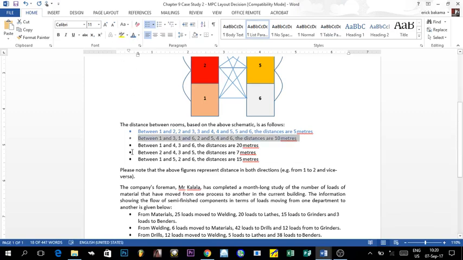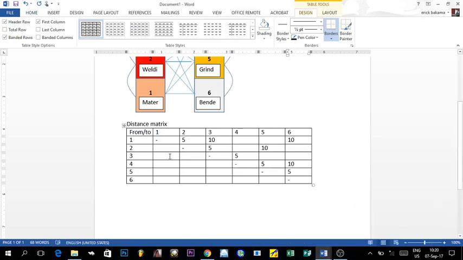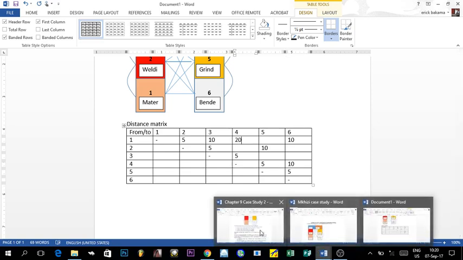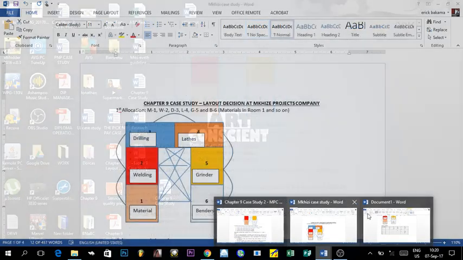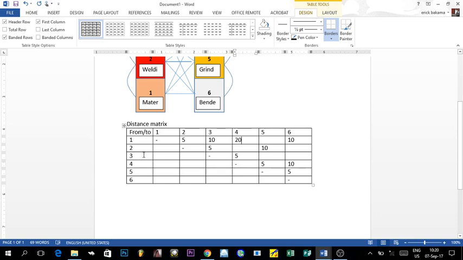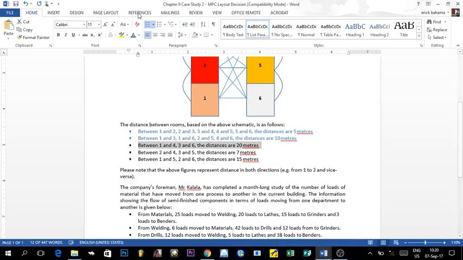Now the third one is the distance between 1 and 4. It says that the distance is 20, so 1 and 4, the distance is 20 here. Next, they say the distance between 3 and 6 is 20. So 3 and 6, it's somewhere here, the distance is 20. Now we are also done with this row.